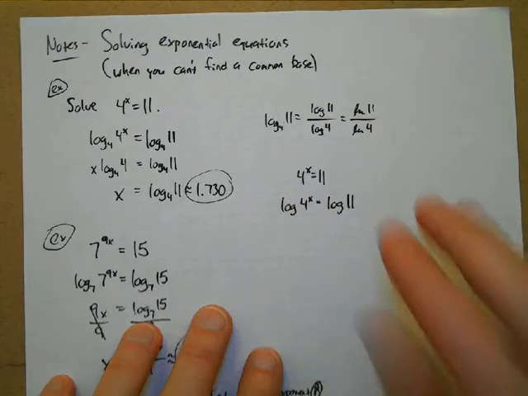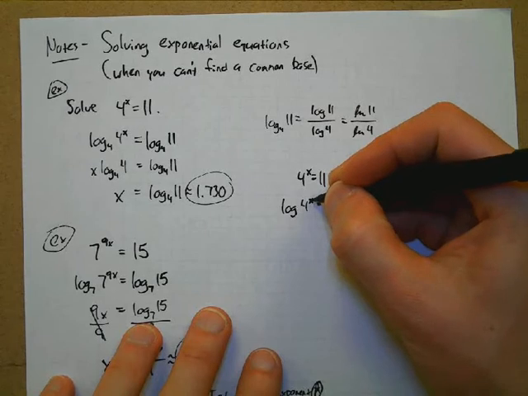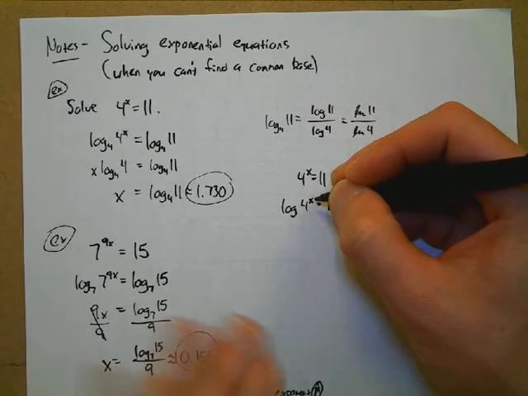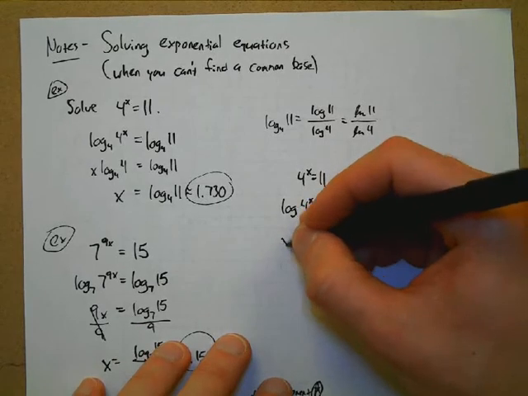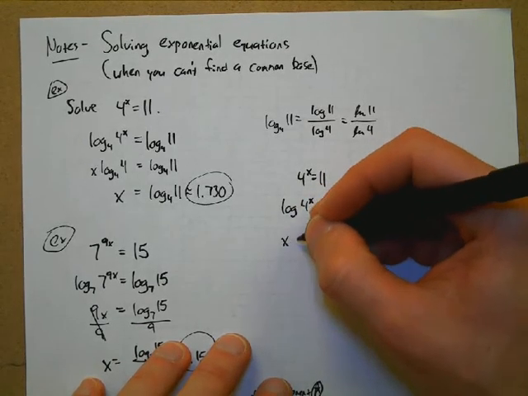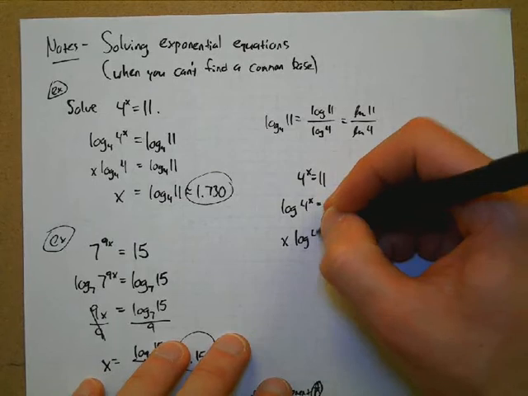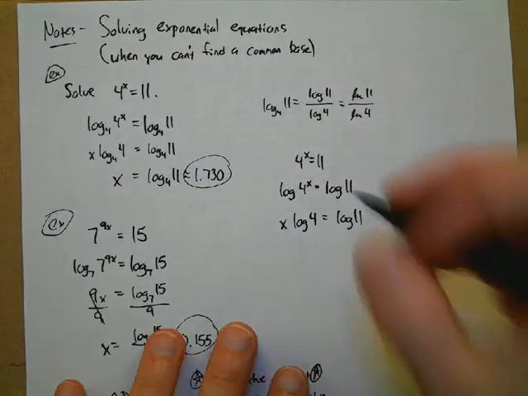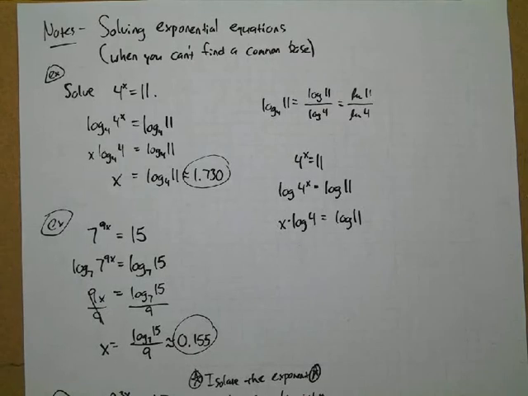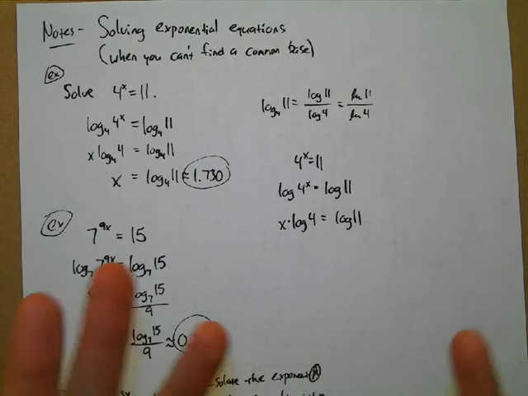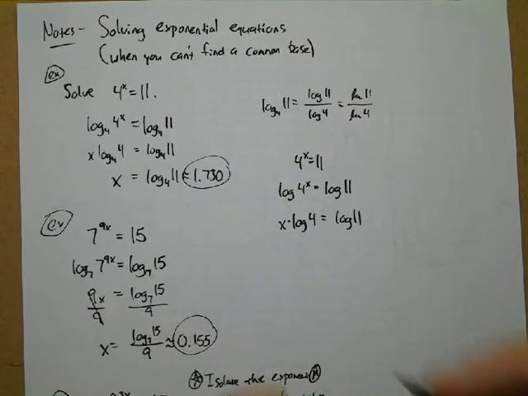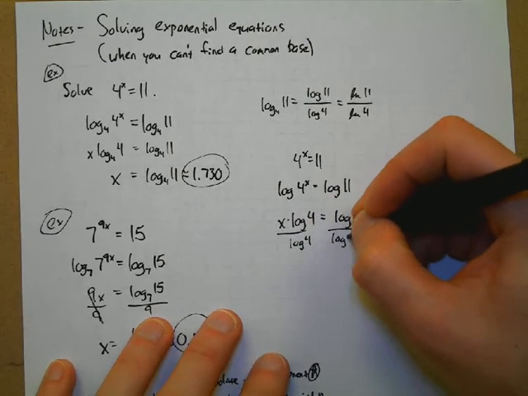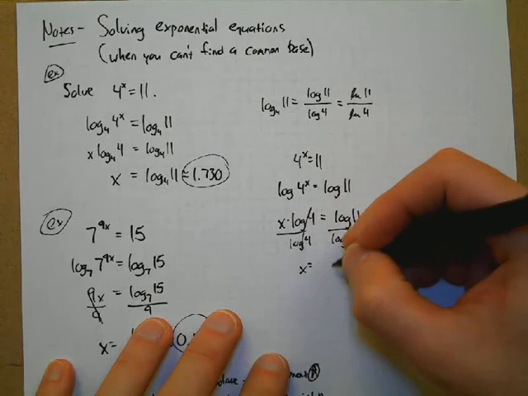How can I get x by itself? Divide both sides by log of 4. That cancels, and I'm left with x is exactly log of 11 over log of 4. Which is exactly the change of base, without actually having to remember the change of base, so it just ends up happening naturally in your problem. And so we know that's going to equal approximately 1.730. And it does. It's the same thing.